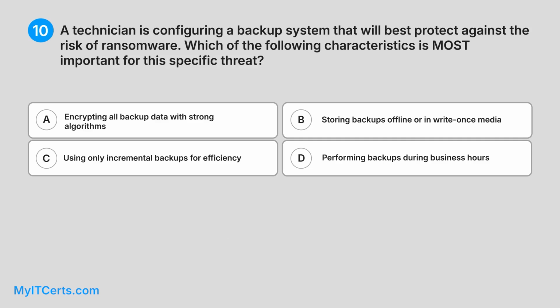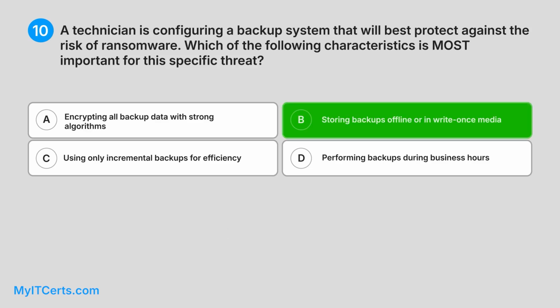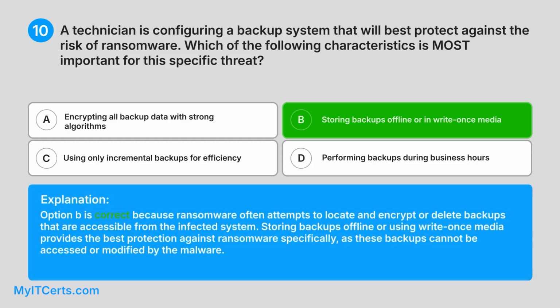Correct answer: B. Storing backups offline or in write-once media. Explanation. Option B is correct because ransomware often attempts to locate and encrypt or delete backups that are accessible from the infected system. Storing backups offline or using write-once media provides the best protection against ransomware specifically, as these backups cannot be accessed or modified by the malware.